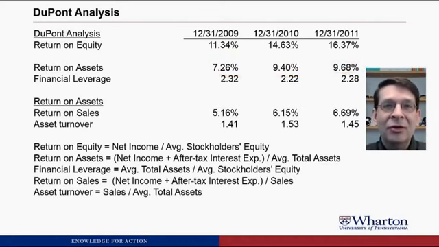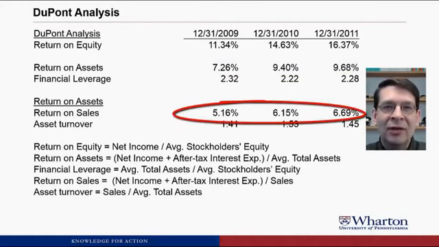Now let's look at the two drivers of return on assets, return on sales and asset turnover. We see another increasing trend in return on sales, which means that Plainview sales have become more profitable over this period. ROS has gone from 5% to almost 7%. So each dollar of sales now generates almost 7 cents of net income instead of 5 cents.